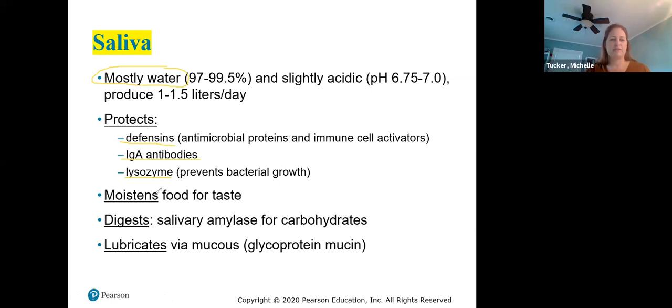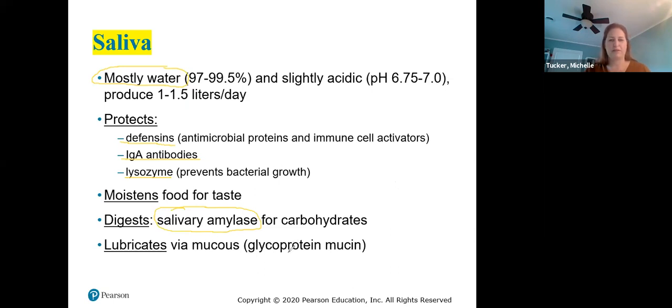Its purposes are to moisten food to help form a bolus, and it contains salivary amylase, which will start the digestion of carbohydrates. There is very little absorption of nutrients that goes on in the mouth. Things like drugs and alcohol can be absorbed, but what we would consider protein, so amino acids and monosaccharides and fatty acids, that absorption is going to occur in the small intestine.